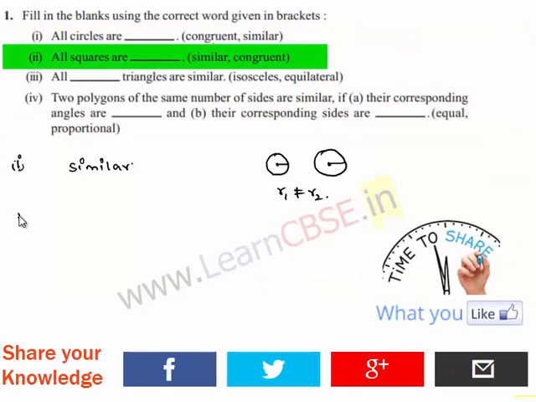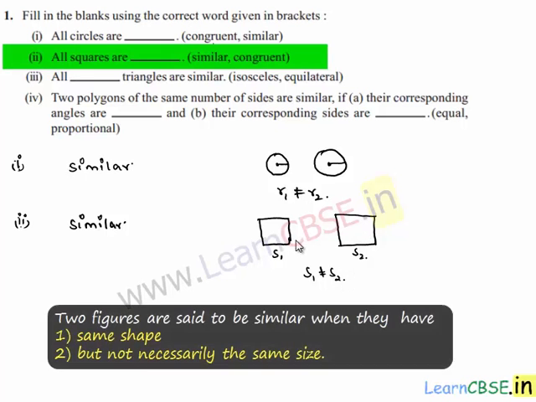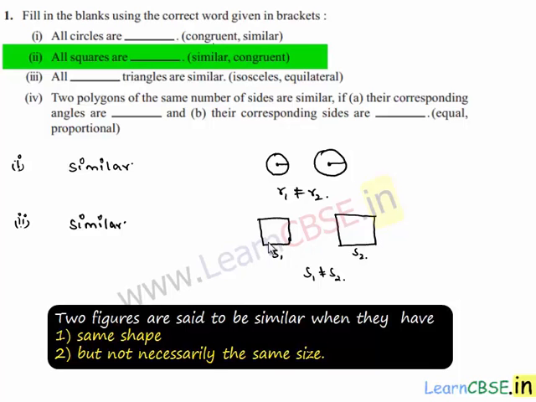Now moving on to the second bit. All squares are whether congruent or similar. Here all the squares will also be similar, as a square has all sides equal. Like for one square the side is S1 and for the other square the side is S2. Here S1 may not be equal to S2 but the shape of the square is always constant with all the sides equal. So we can say that all the squares are always similar.